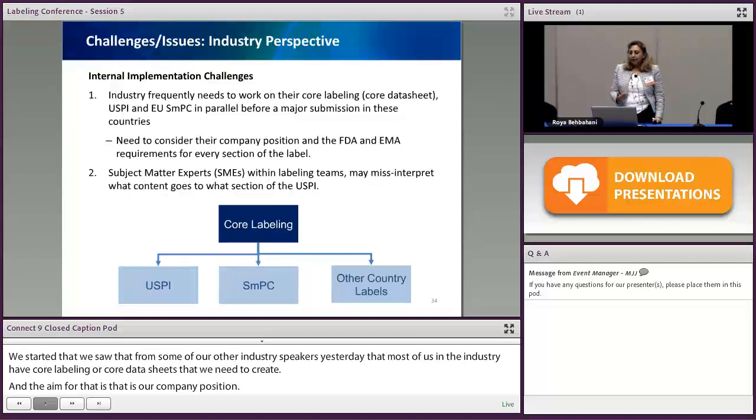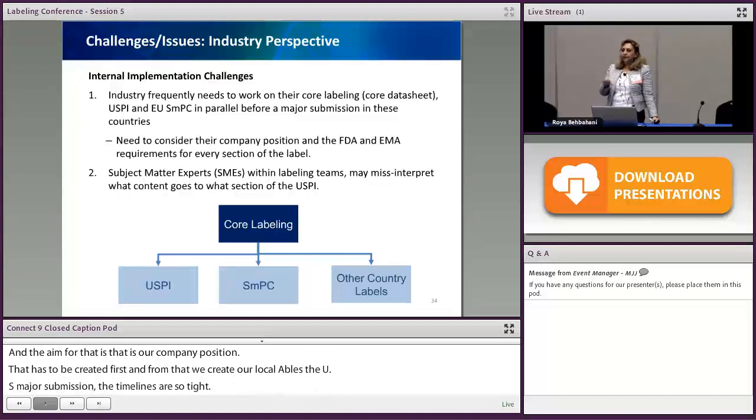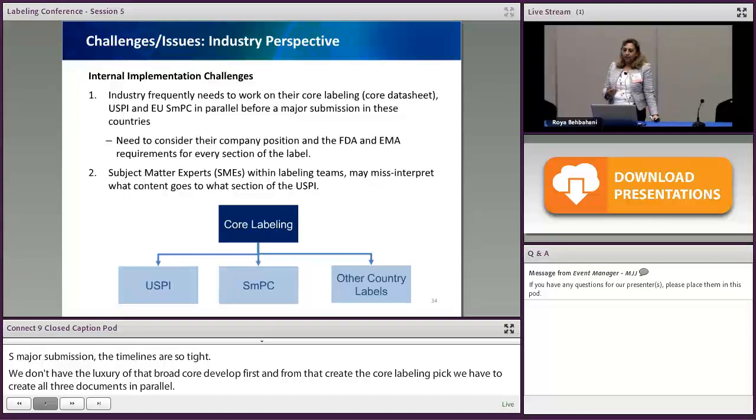But when we have a major submission and the timelines are so tight, we don't have the luxury of developing our core first and then creating our local labeling from it, so we have to create all three documents in parallel. So the challenge internally is that in our labeling teams, with our subject matter experts and functional experts from different groups, we are working on three documents that may have different requirements and different needs.